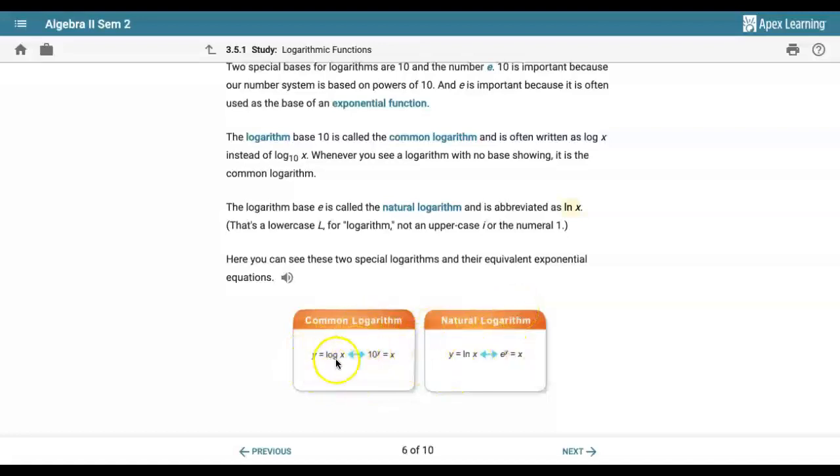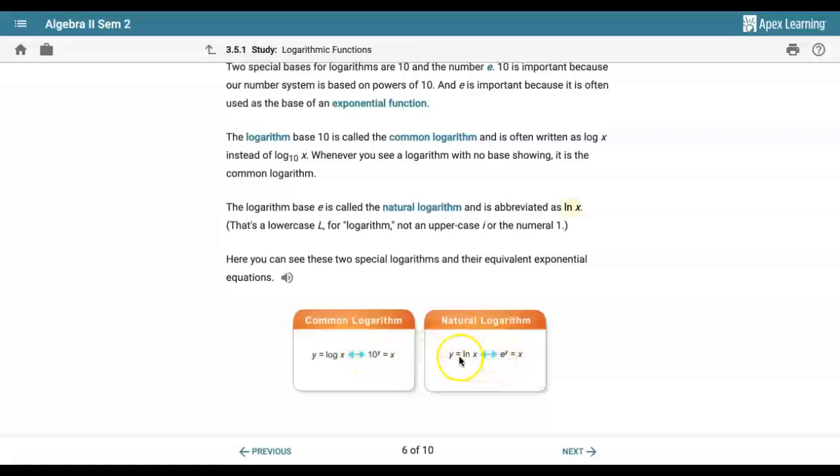So this is saying log base 10 of x, or our common log, right? Log base 10 of x equals y is like saying 10 to the power of y equals x. Same thing here, except instead of having it be a base 10, it's this base e value.